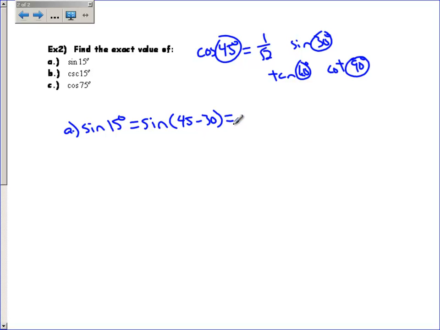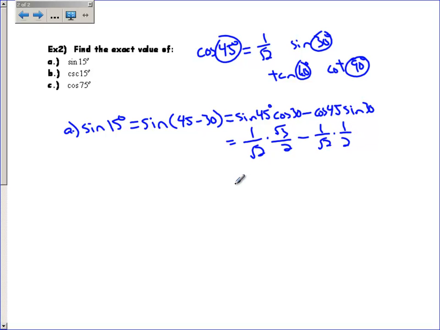So from your formula chart, this is equal to the sine of 45 degrees times the cosine of 30, and then minus the cosine of 45 degrees times the sine of 30. And you can get that this is 1 over the square root of 2 times the square root of 3 over 2 minus 1 over the square root of 2 times 1/2. And we can get that this is the square root of 3 over 2 radical 2 minus 1 over 2 radical 2, which is the square root of 3 minus 1 over 2 radical 2.